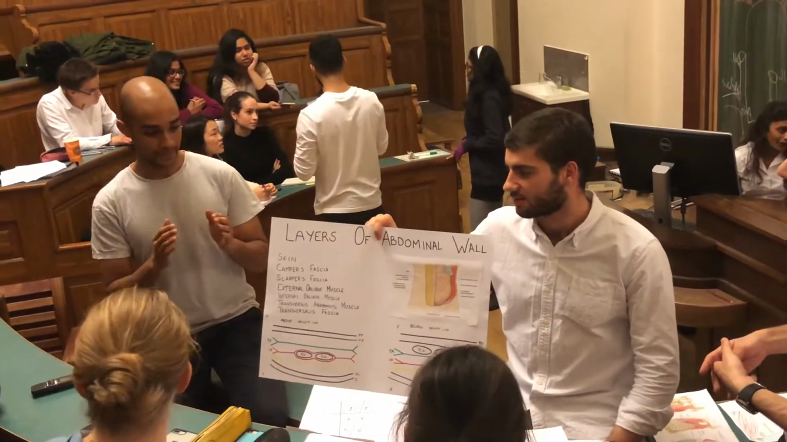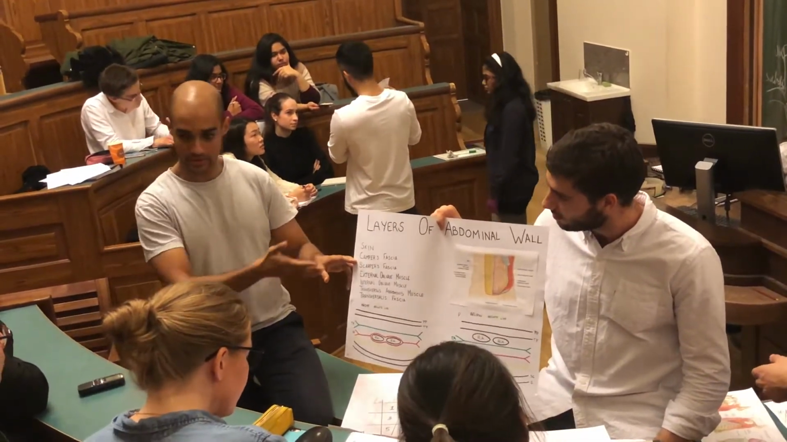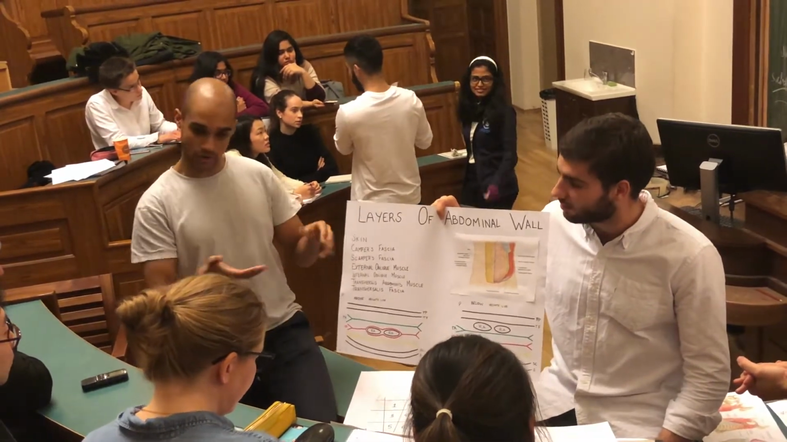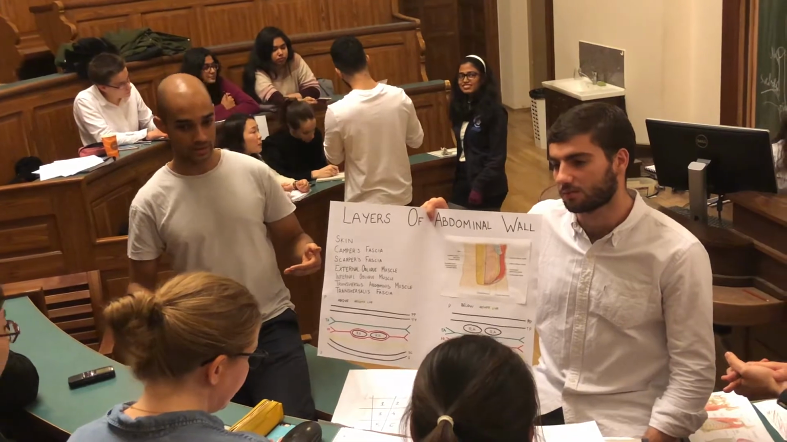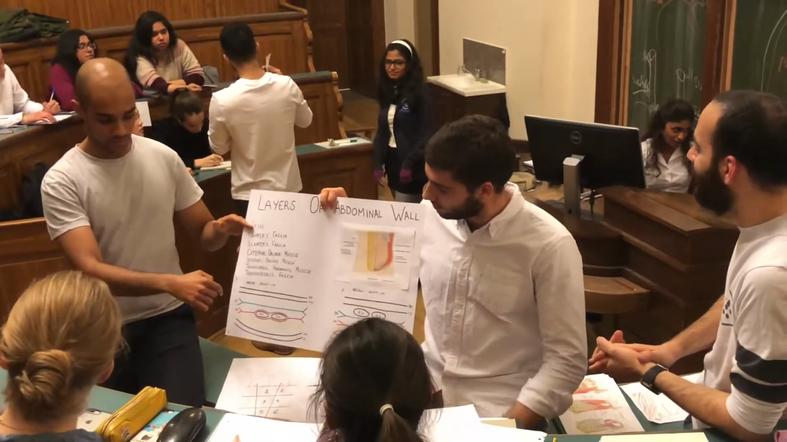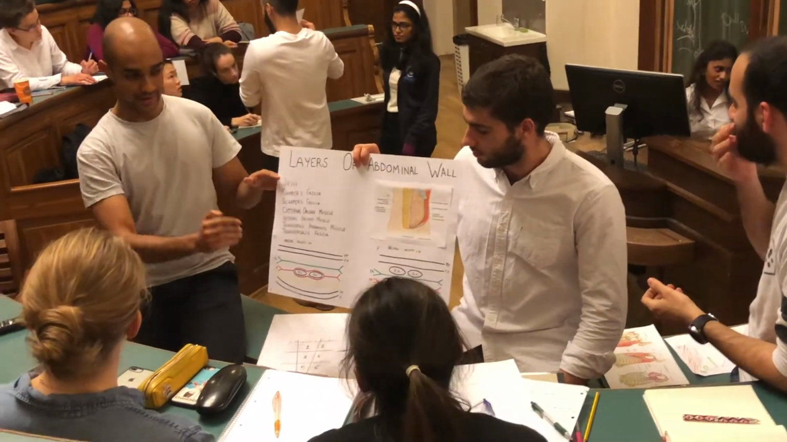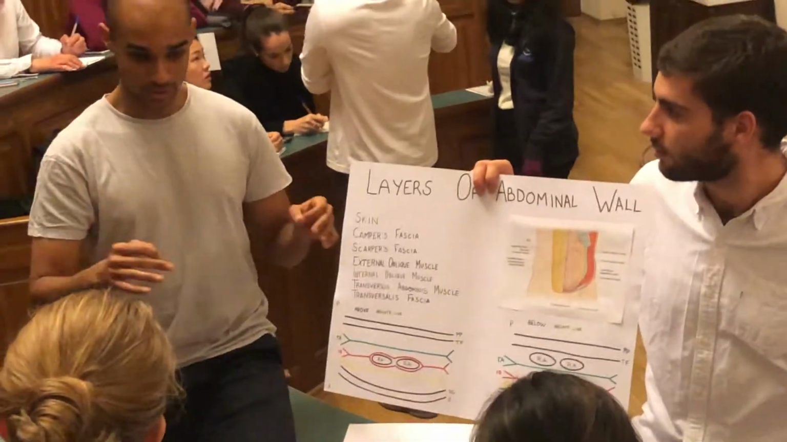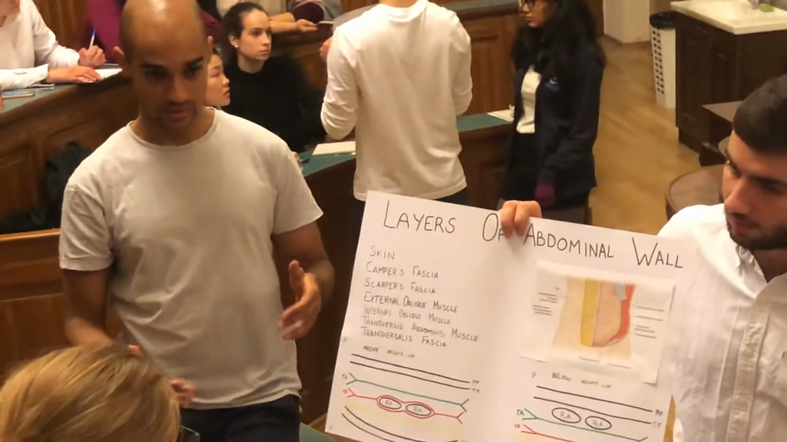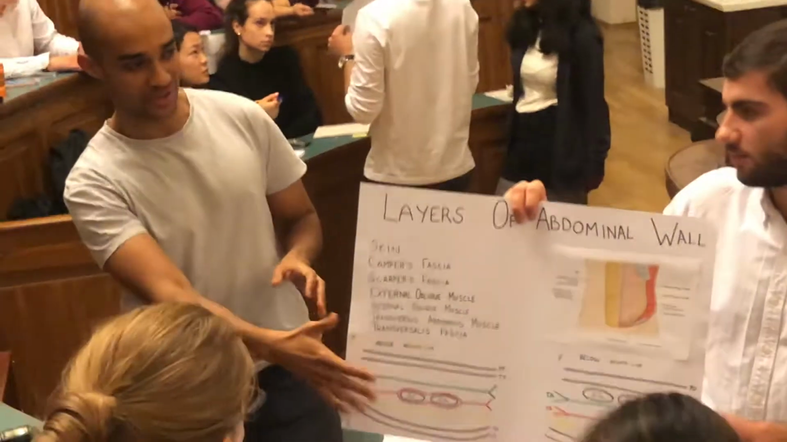Now, an important point is that the arrangement of the aponeuroses of these muscles changes either above the arcuate line or below the arcuate line. Above the arcuate line, the aponeurosis of the internal oblique goes around rectus abdominis. And then below the arcuate line, the aponeuroses of all 3 muscles go right in front of rectus abdominis. This is important, they might ask. So you have to know that.